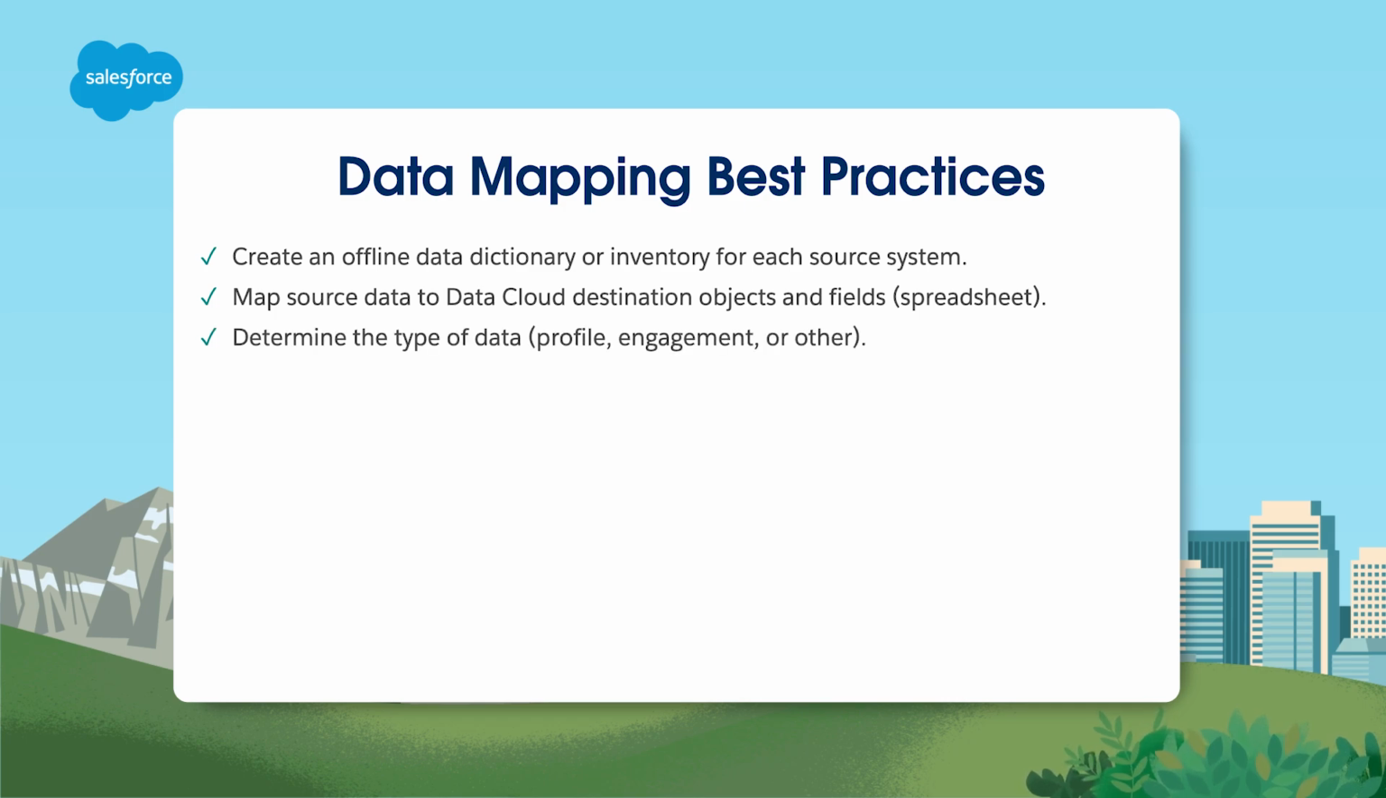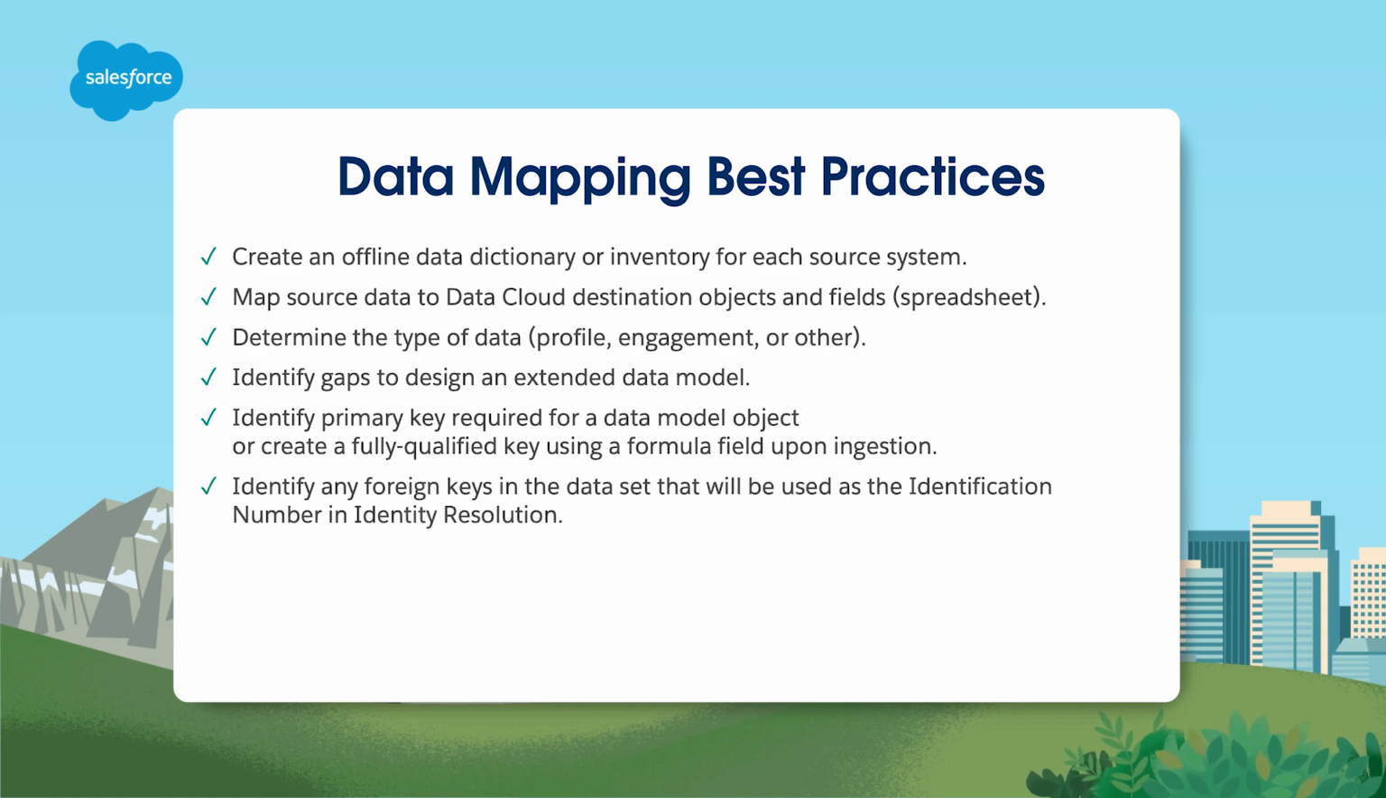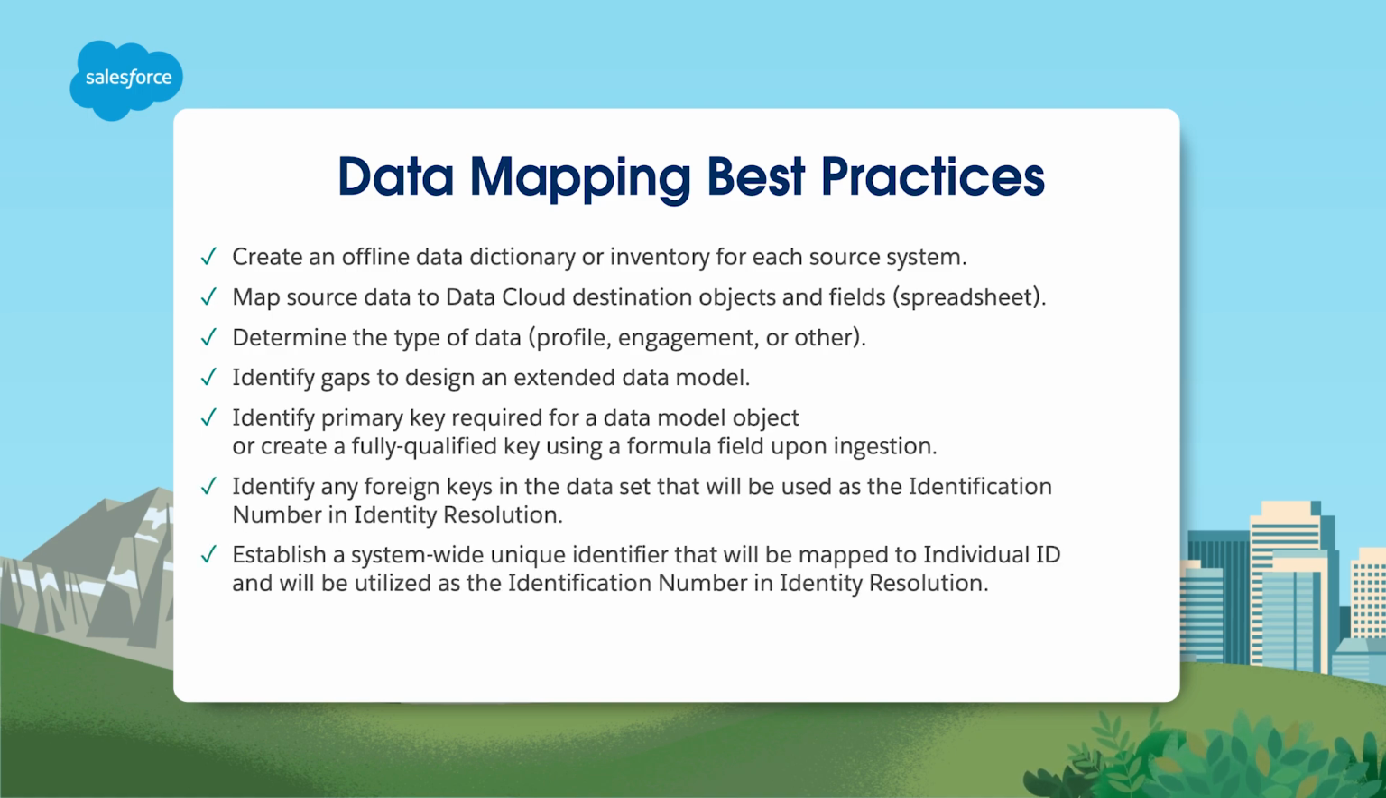Evaluate if the standard model meets your needs, or if there are gaps necessitating an extended data model. Ascertain a primary key or devise a formula-driven key, identify any foreign keys within the dataset, and establish a system-wide unique identifier that will be mapped to the individual ID and be used as the identification number in identity resolution.